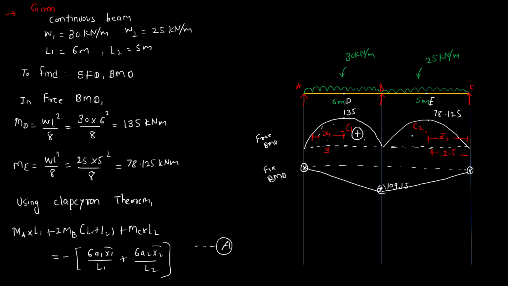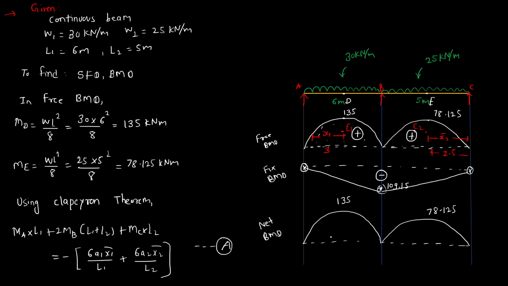Free bending moment diagram is sagging, so positive. Fixed bending moment diagram is negative. Now net bending moment diagram. So to draw the net bending moment diagram, we have to combine the first two diagrams, that is free and fixed. So first free bending moment diagram. So this is 135. So this is 78.125. And this minus 109, this we will draw on the upside.